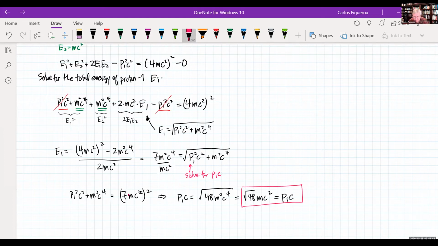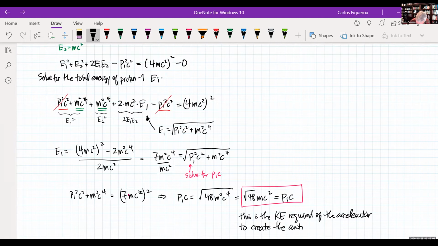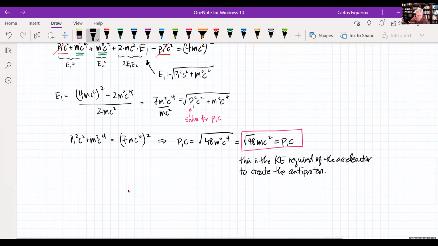So what this means here is this is the kinetic energy required of the accelerator to create the antiproton. And that's exactly what was done. So they made sure that the accelerator could create that kinetic energy, and that's what you had here.